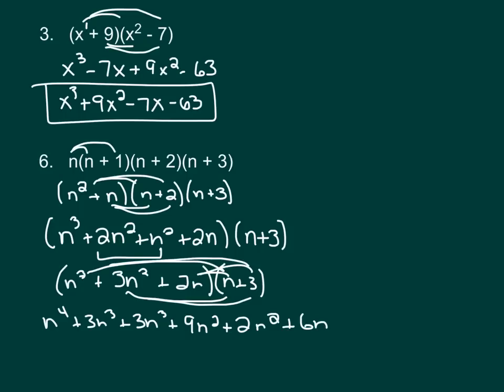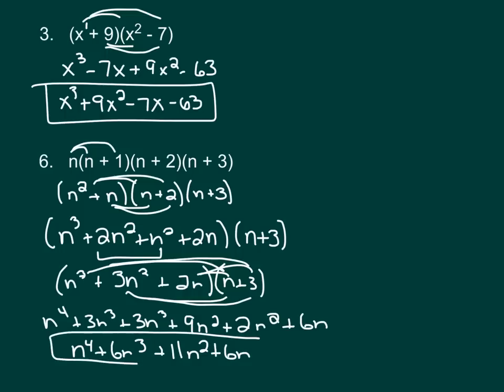And from this point, let's combine our like terms, and then we're done. All right, so the n to the fourth, there's no other terms raised to the fourth, so we can't combine that with anything. We can combine the 3n cubed and the 3n cubed to give us 6n cubed. We can combine the 9n squared and the 2n squared to give us 11n squared. And then the 6n doesn't combine with anything, so we can just bring that right down. So there's our answer.